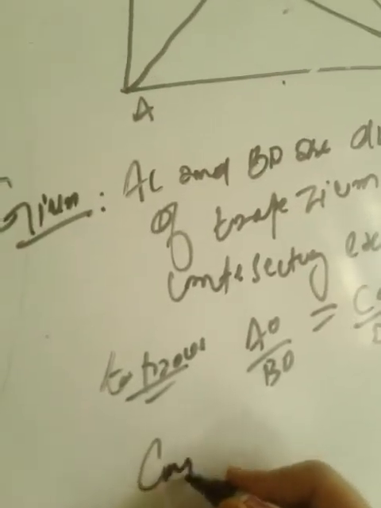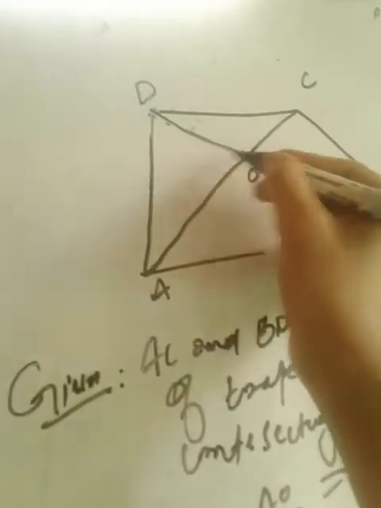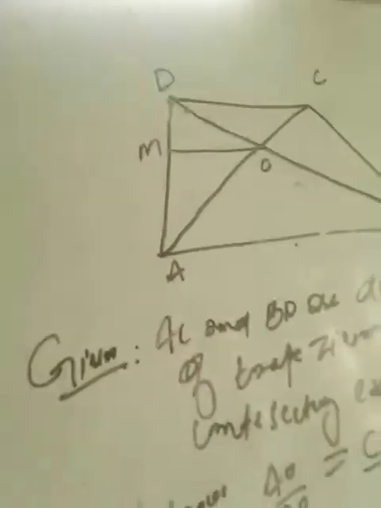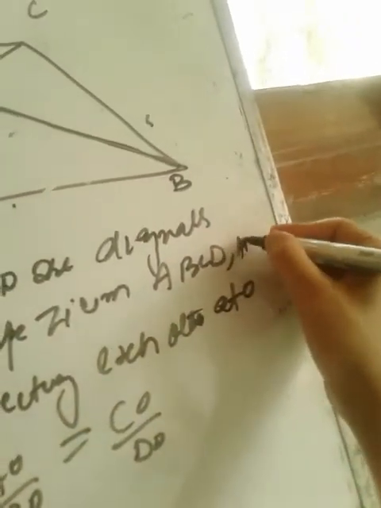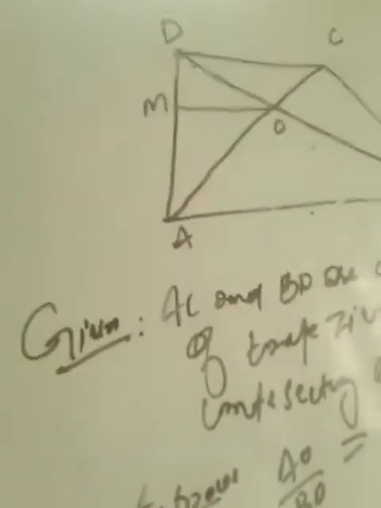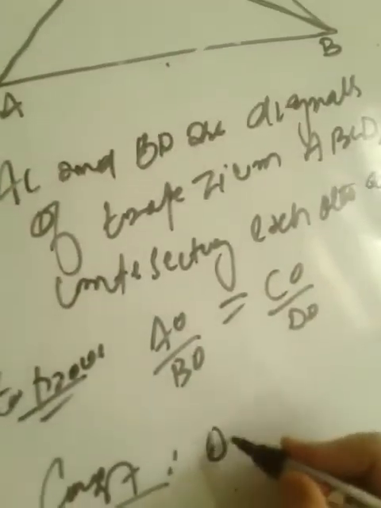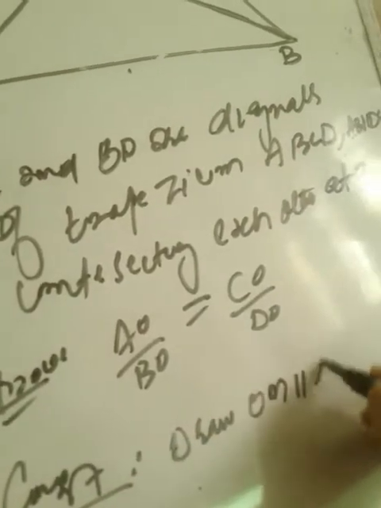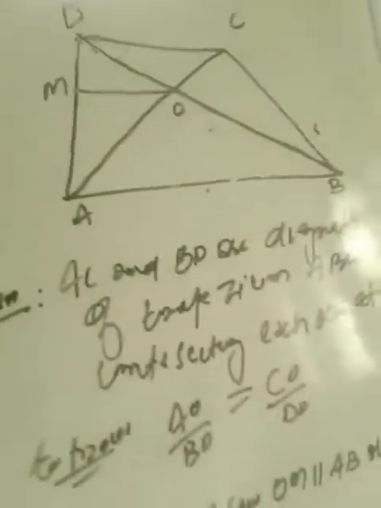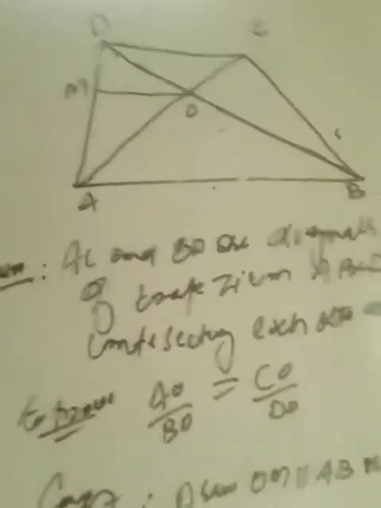Now let us do the construction. Draw OM parallel to AB or DC, one and the same thing. If you draw it parallel to AB, it will automatically be parallel to CD, because it is given that AB is parallel to DC in trapezium ABCD. So we write: draw OM parallel to AB. Why? Because two lines which are parallel to the same line are parallel to each other.